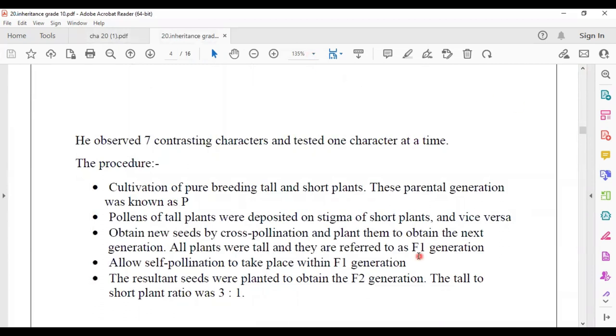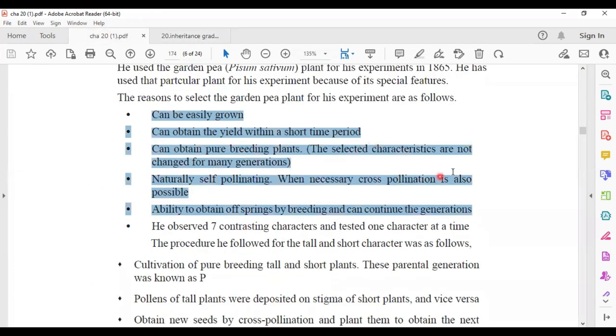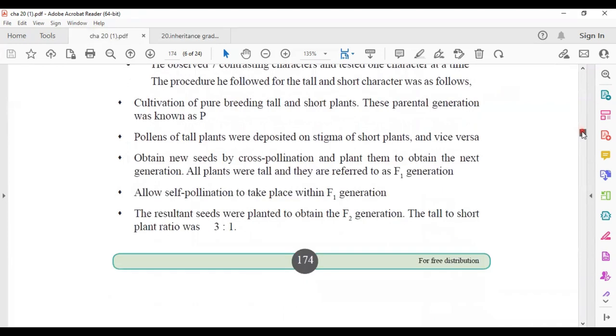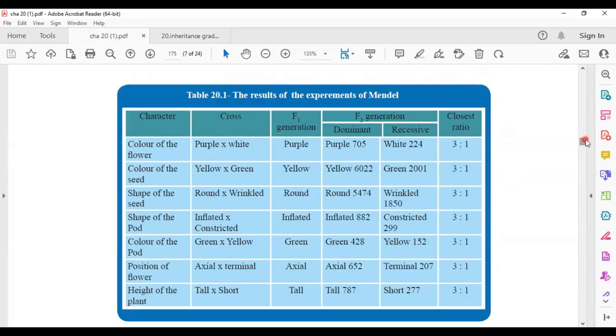He observed seven contrasting characters and tested one character at a time. We'll see what the contrasting characters are that he observed in those plants. One is the color of the flower. He observed there are two colors. One type of flower has a purple color and some are white.